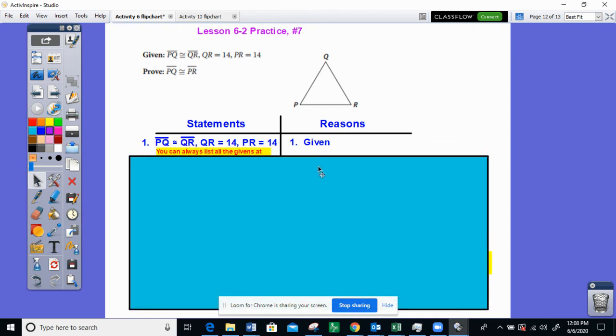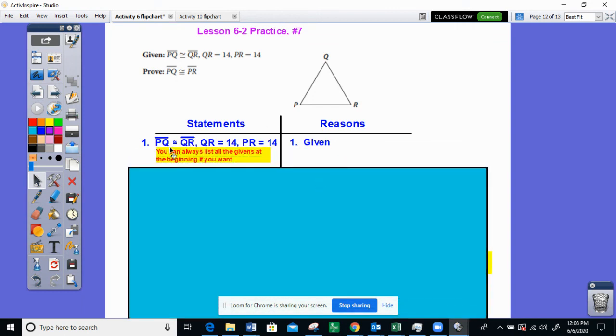All right, so this is one where we just list out all the given information at the beginning. So we're going to mark that. Segment PQ is congruent to segment QR. Segment QR has a length of 14. Segment PR has a length of 14.